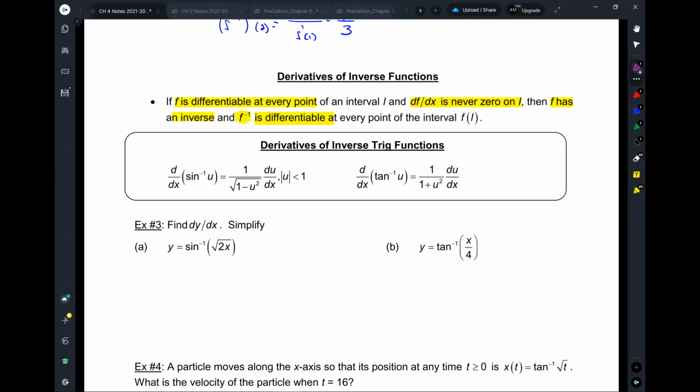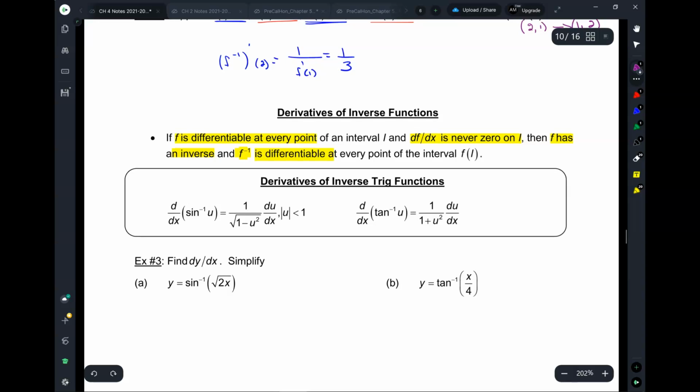Because when is f not differentiable? If there is a corner or a vertical tangent or a cusp, you know what I mean? So if f doesn't have any of those problems, neither will the inverse. So we're good at that. What's the thing about df dx never 0? If the derivative of something is 0, that means there is a maximum or a minimum. And that means at that point the graph turns around, right?